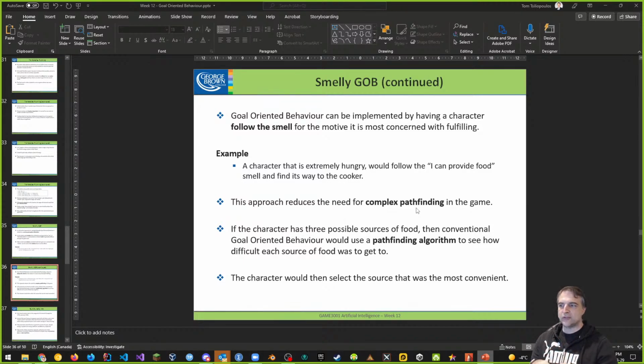So this approach reduces the need for complex pathfinding in the game, because you're going to basically just go to the thing that's going to satisfy your goal. If the character has 3 possible sources of food, then the conventional goal-oriented behavior would use some kind of pathfinding algorithm to see how difficult each source of food is to get.